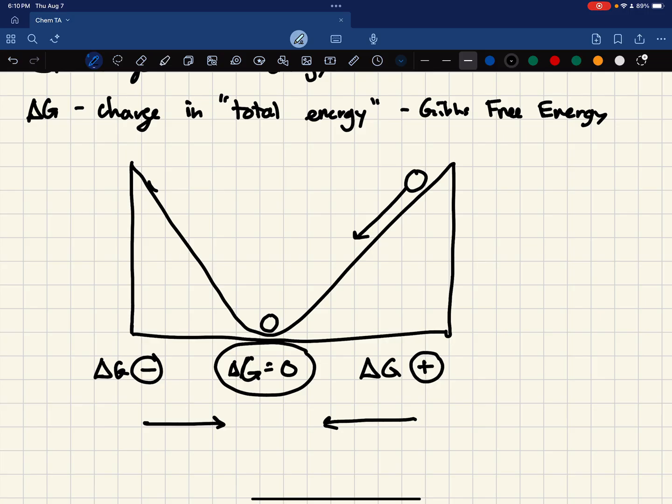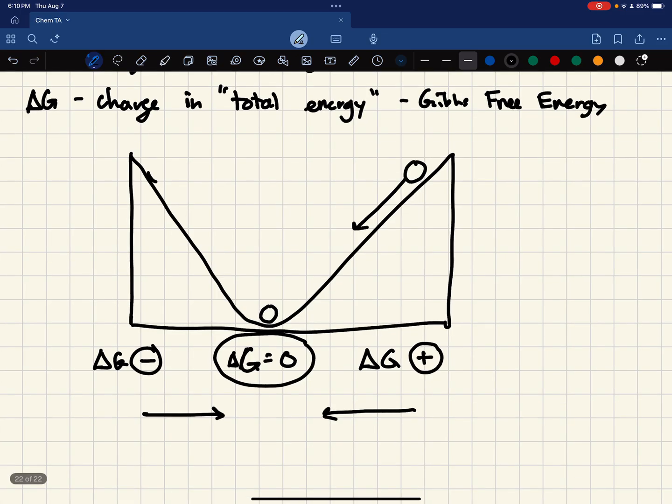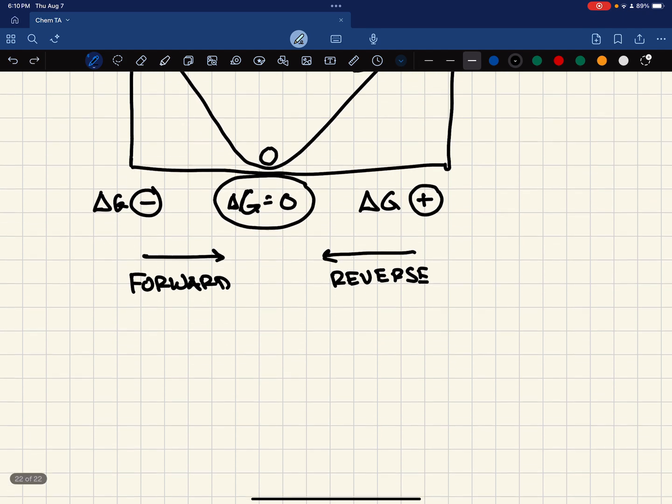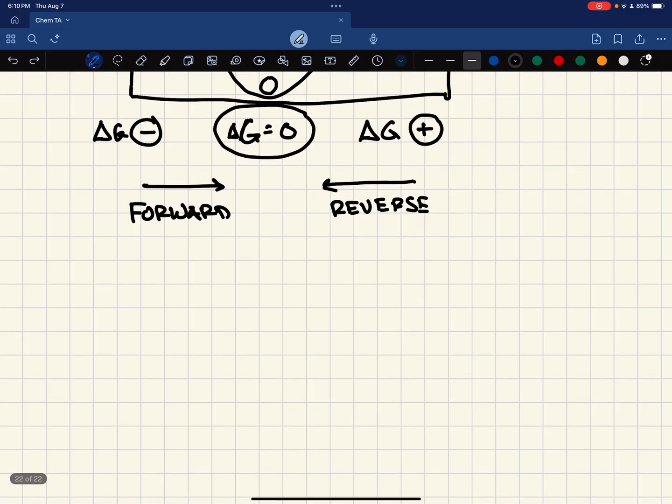Okay? So this isn't a concept you really need to understand in depth. I'm just trying to help you understand that this tells us which direction our reaction wants to go. If it's negative, it's going to go forward. If it's positive, it's going to go reverse. Okay? And then once it's here, it's going to reach equilibrium, and this is where the chemical reaction doesn't shift anymore. Okay? And I'll come back to this and reinforce it once I talk about equilibrium.